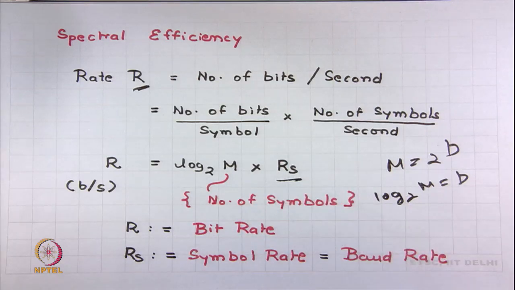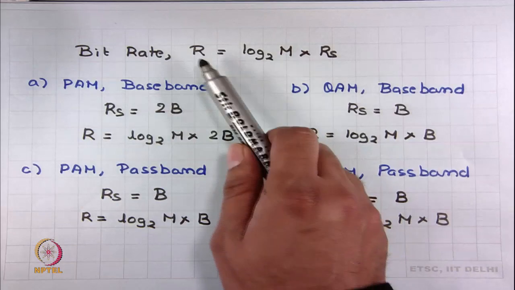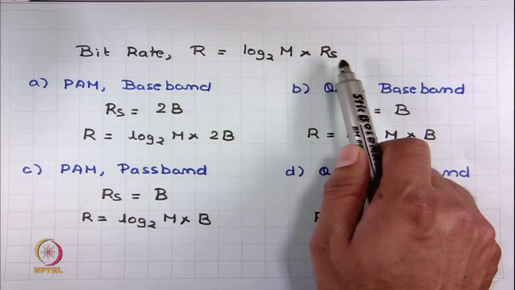Symbol rate is also known as baud rate, that is an important term that we use in digital communication context. Baud rate is also known as symbol rate, or symbol rate is also known as baud rate. So, this is an important expression relating the bit rate to symbol rate. Now, we know that bit rate is log 2 M times symbol rate.